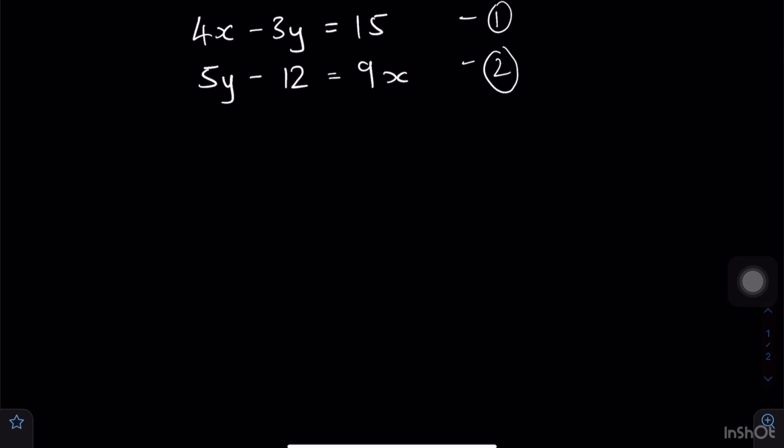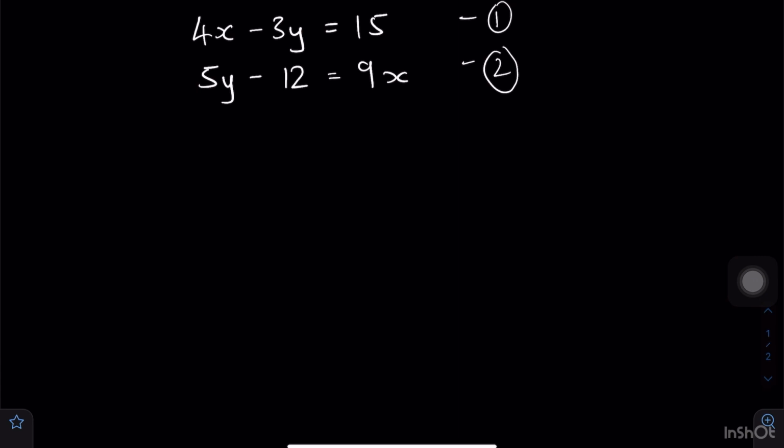So we have these two equations here. Equation 1: 4x minus 3y is equal to 15, and equation 2: 5y minus 12 is equal to 9x. If you look at equation 1, we have all the variable terms on one side and the constant on one side, whereas in equation 2 we have a mixture of variable terms on either side. We need to get the second equation in a similar arrangement as equation 1, so that we can make the process of using the elimination method slightly simpler.